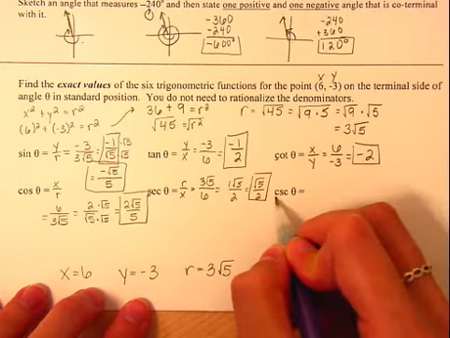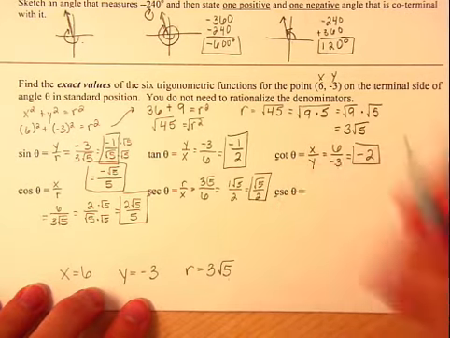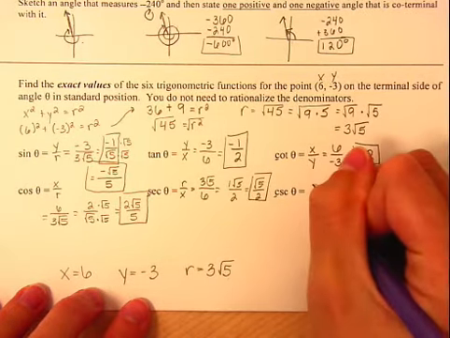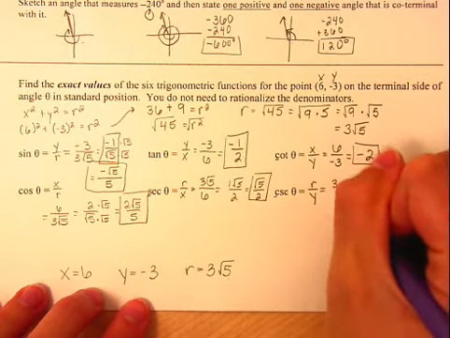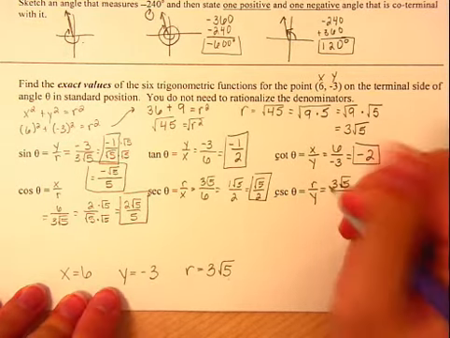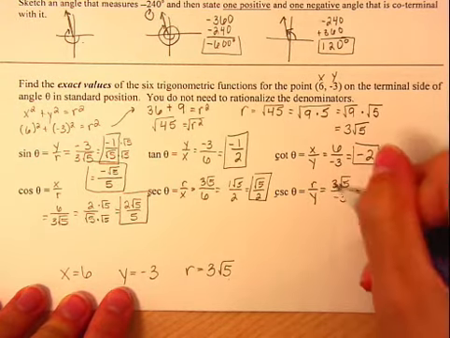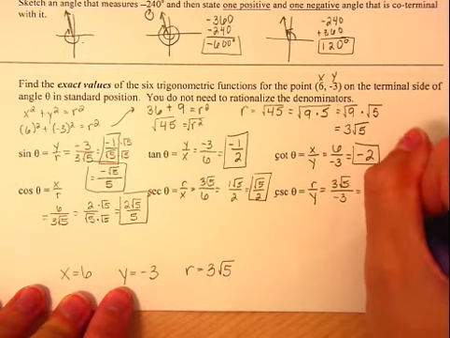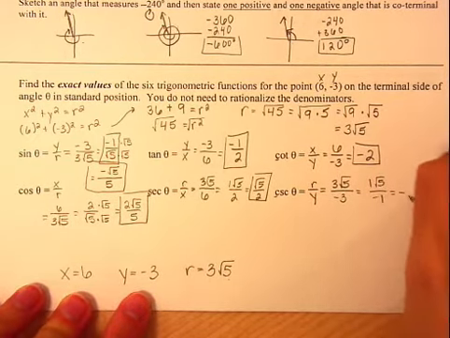And cosecant, the only reciprocal left is sine. Notice that it starts with a c and sine does not. So it's the reciprocal of y over r, which is r over y. My r is 3 square roots of 5. My y is negative 3. Simplify, 3 divided by negative 3 is 1 square root of 5 over negative 1, or more simply, negative square root of 5.